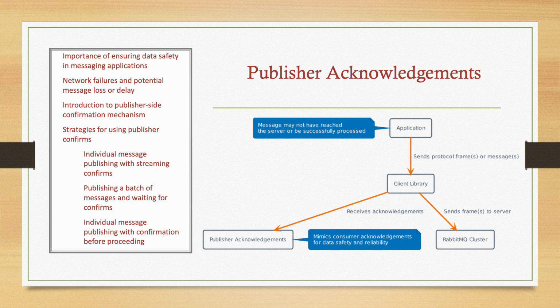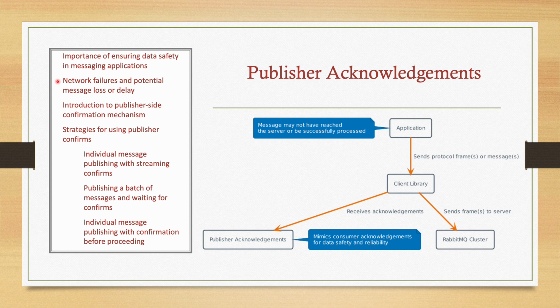In messaging applications, ensuring data safety is a collective responsibility shared by applications, client libraries, and RabbitMQ cluster nodes. This section focuses on various aspects related to data safety. Network failures and message delivery. Network failures can occur in unpredictable ways, and detecting such failures may require time.